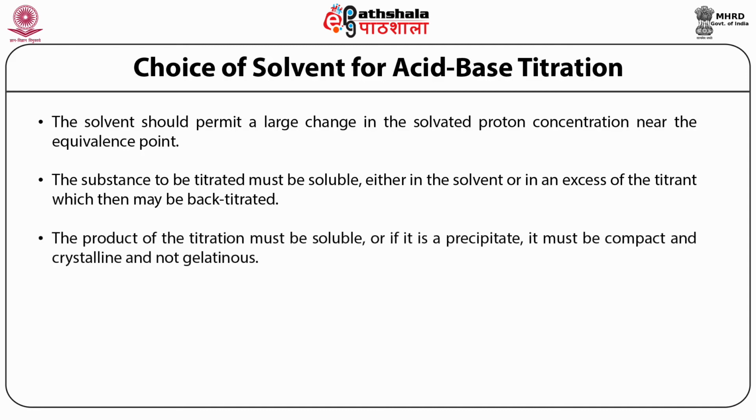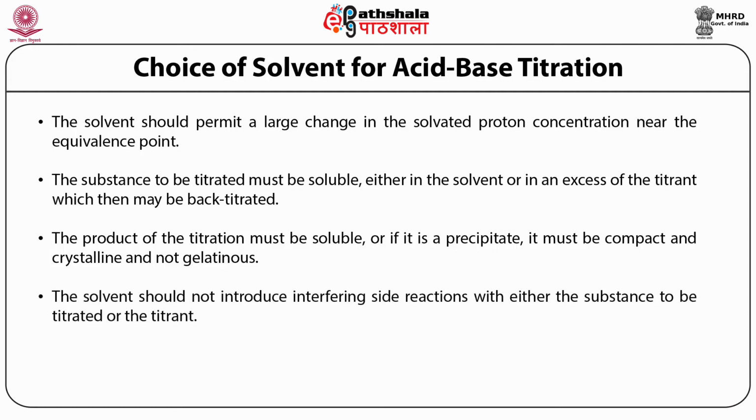The product of the titration must be soluble, or if it is a precipitate, it must be compact and crystalline and not gelatinous. Gelatinous precipitates tend to interfere with accurate endpoint determinations. The solvent should not introduce interfering side reactions with either the substance to be titrated or with the titrant. Preferably, the solvent should be inexpensive and easily purified.